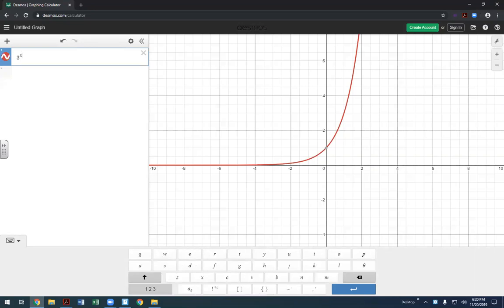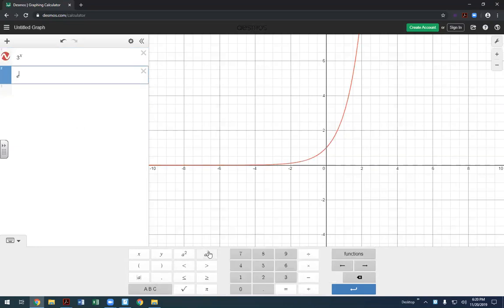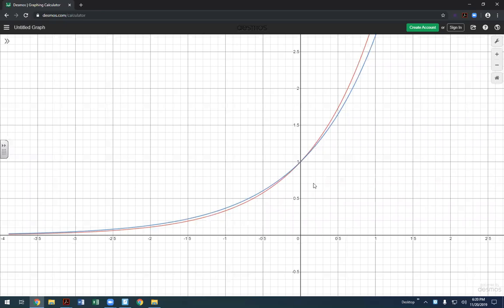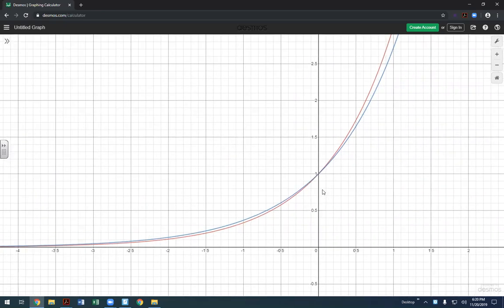Now, when we're talking about e to the x, I'm actually not sure if this is going to work. But we're going to try. If not, we'll have to use Google to help us out. Oh, it worked. So you will notice that they are kind of similar, but not exact, right? Because the one in the red is our 3 to the x function. 3 to the x is going to be a slightly larger number than e.